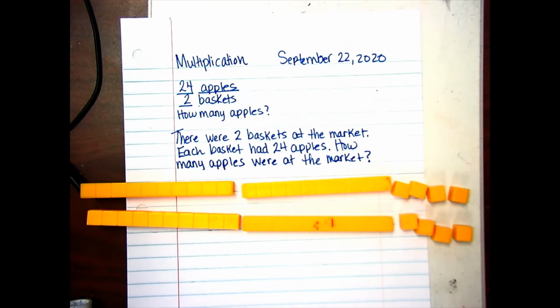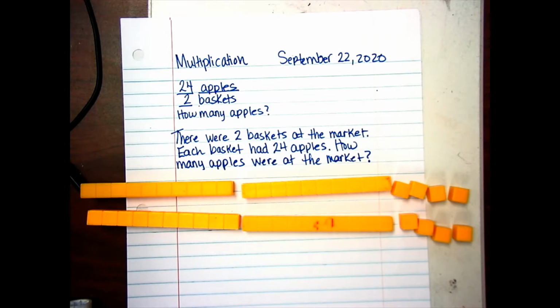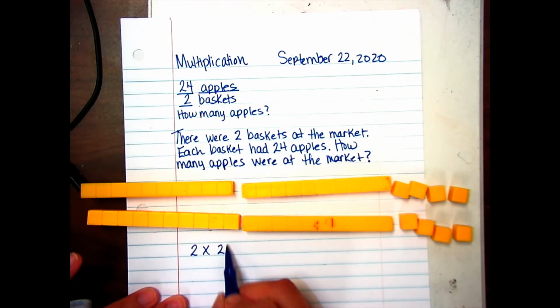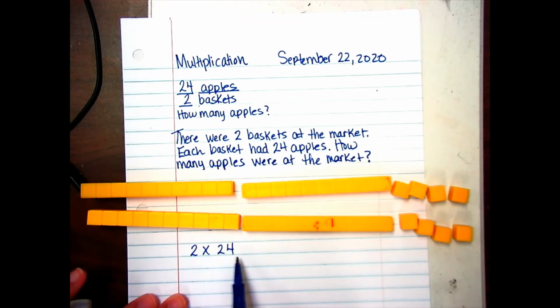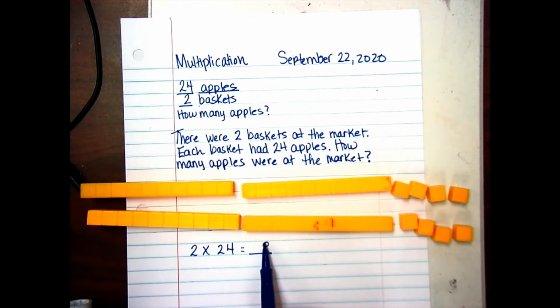Okay, so now let's write our multiplication sentence that goes with this. And since we have 2 groups of 24, these 2 are factors, and we're trying to find our product. Okay, so let's look at our ones. How many ones do we have? 2, 4, 6, 8, or 4, 8, right? We have 8 ones. Can I regroup? No, I do not have 10 to regroup. So I have 8 ones.